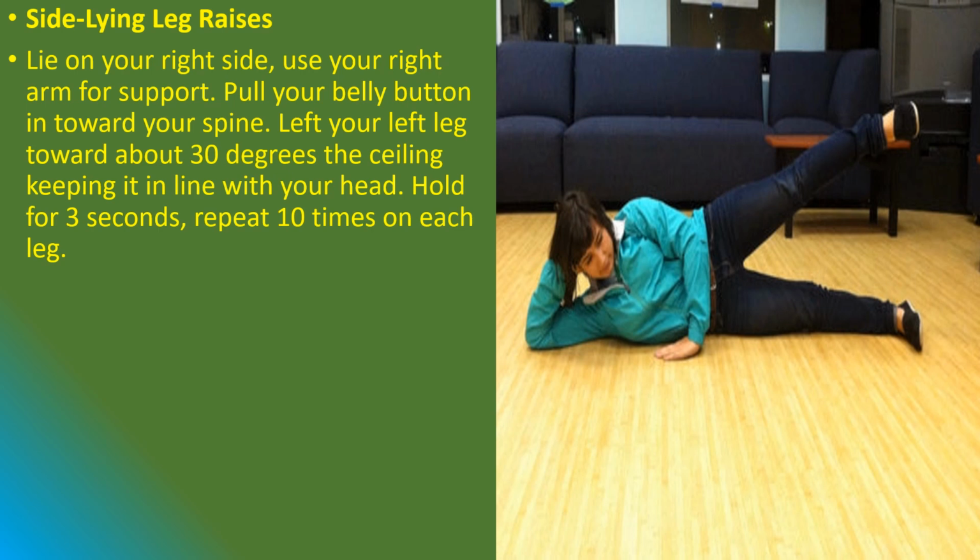Okay, so side lying leg raises. Lie on your right side. Use your right arm for support. Pull your belly button in toward your spine. Lift your left leg toward about 30 degrees, toward the ceiling, keeping it in line with your head. Hold it, 10 times each day, each leg.